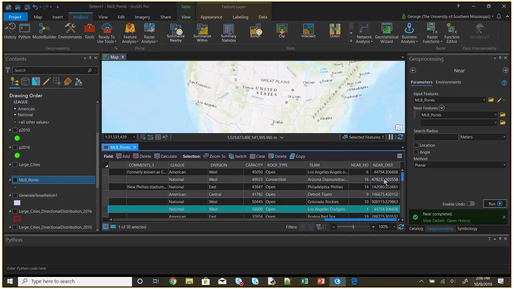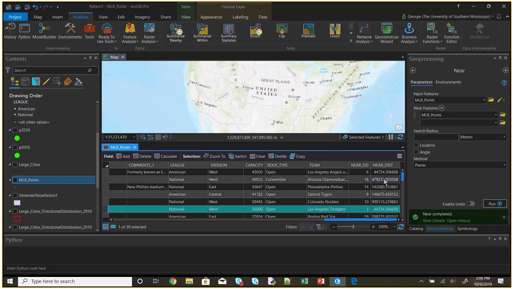I expected near, because I put in the Major League points both for the input features and the near features, to say, okay, the closest team to the Los Angeles Dodgers is the Los Angeles Dodgers, and the closest team to the Anaheim Angels is the Anaheim Angels, and the closest team to the St. Louis Cardinals is the St. Louis Cardinals. But it's not what it did. It recognized that I was inputting the same thing in both, and it actually found what the real nearest neighbor was. So now I have all these distances to the real nearest neighbor.